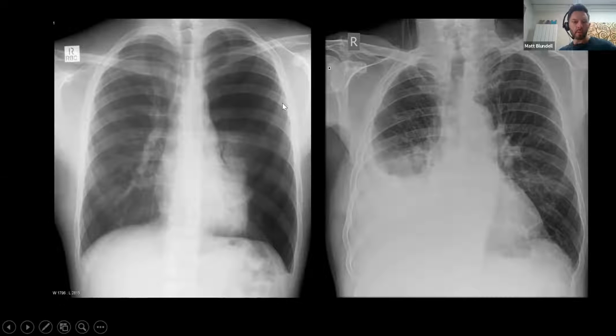Okay, so this is what we're going to be talking about. Hopefully you can recognize the difference between one being a pneumothorax and one being a pleural effusion. Otherwise, we probably need to stop this talk and start doing x-rays instead.